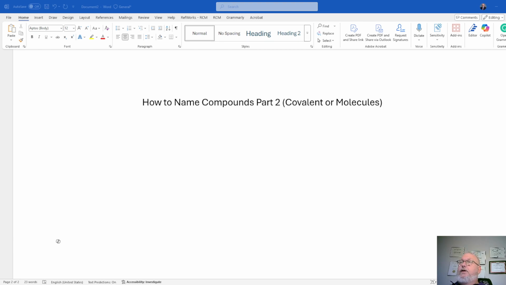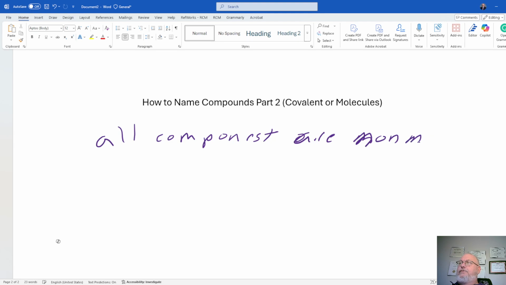Okay, so one, all components are nonmetals. They're all nonmetals. Okay, our life is simple now. We look at the first element in the compound, and the subscript will tell us what that name will be.